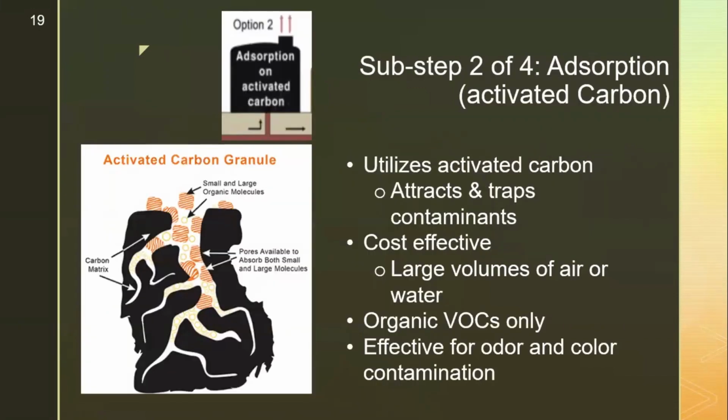Sub-step 2 of step 4 is the second alternative, which is adsorption using activated carbon. This method uses the pores of the activated carbon to attract and trap the pollutants that are either liquid or vaporized. It works well to remove pollutants from large amounts of water or air that have low concentration. It works well to remove odor and color, but is not effective for non-organic substances.